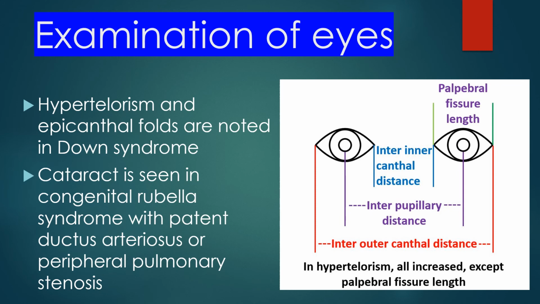This diagram illustrates the various measurements needed to check for orbital hypertelorism. In general, it is mentioned that there is space for an eye between the two eyes normally. Inner canthal distance, interpupillary distance, and inter-outer canthal distance are increased in orbital hypertelorism. Palpebral fissure length is normal.